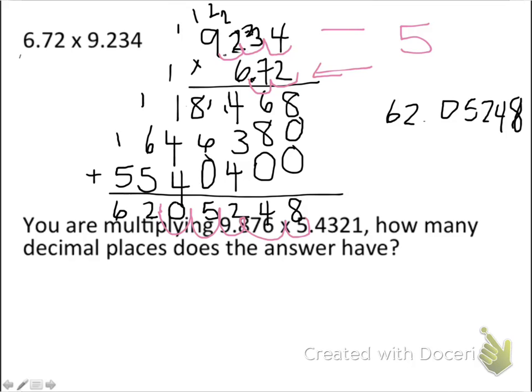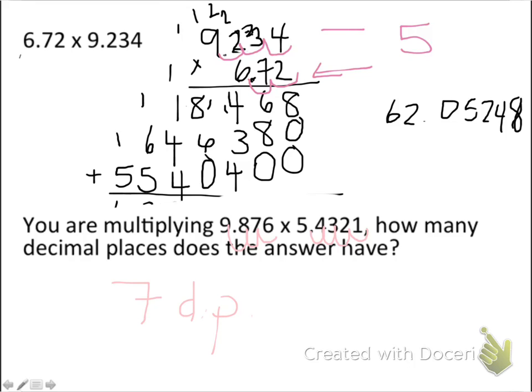Alright, down below I just have another problem for you to think about. Don't worry about writing down the problem, but we can figure this out without even doing any math. You are multiplying 9 and 876 thousandths times 5 and 4,321 ten-thousandths. How many decimal places does the answer have? For this problem, all we have to do is count the number of decimal places. So 1, 2, 3, 4, 5, 6, 7. And our answer would have 7 decimal places. Alright, that's all for now.